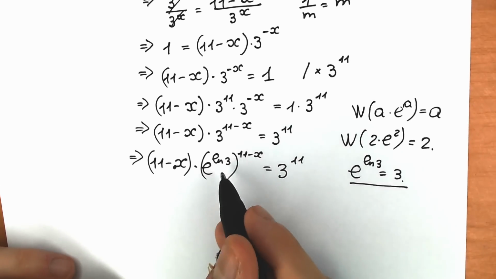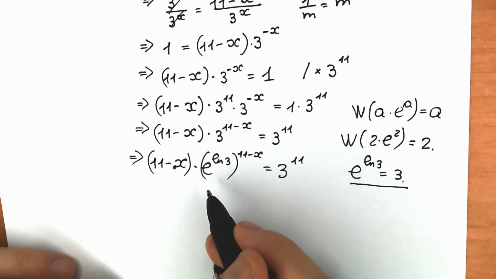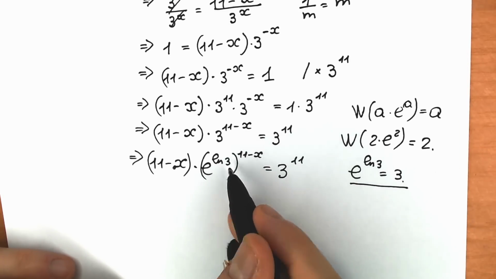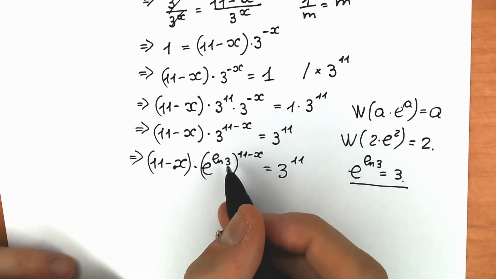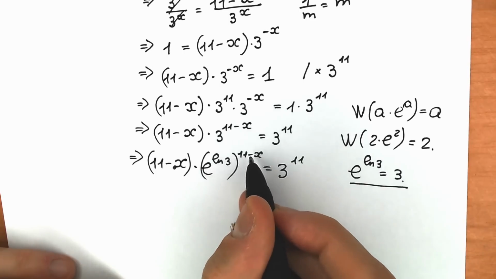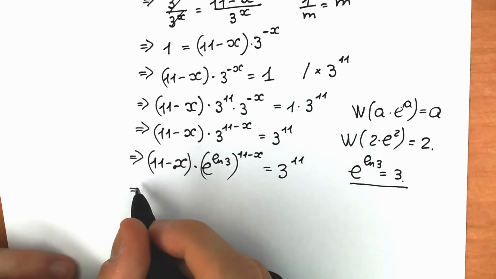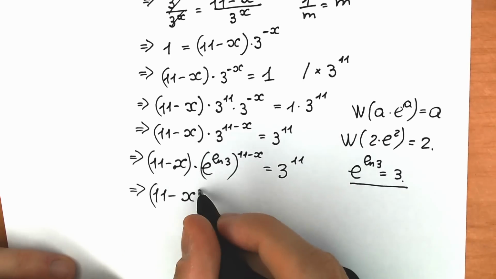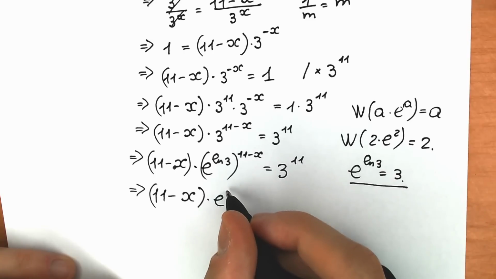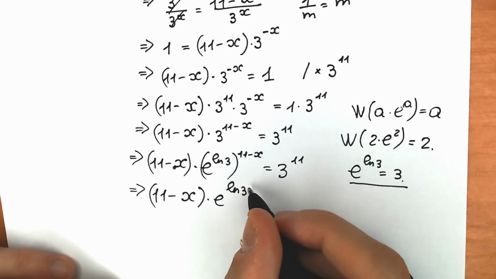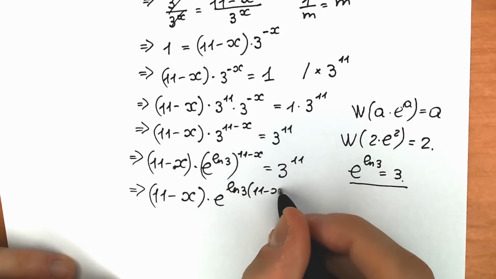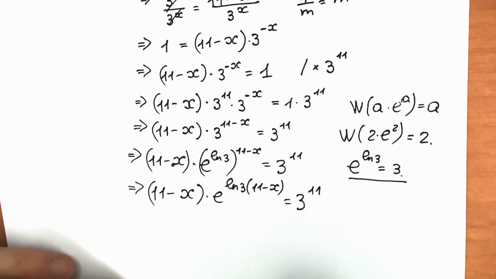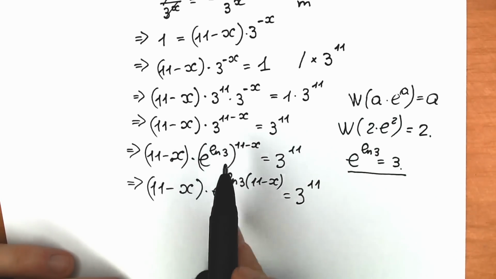Right now, we have a to the power x raised to the power y. We just need to multiply it, a to the power x times y. So here is our property. I don't want to write this property because this is a basic school property. We just need to multiply these powers. So let's do this right now. So we have 11 minus x times e to the power natural log 3 times 11 minus x, and equal to 3 to the power 11. Okay, so we just multiply our powers.